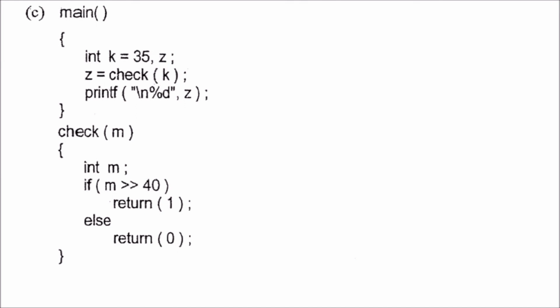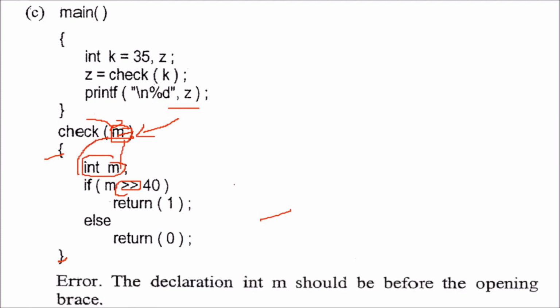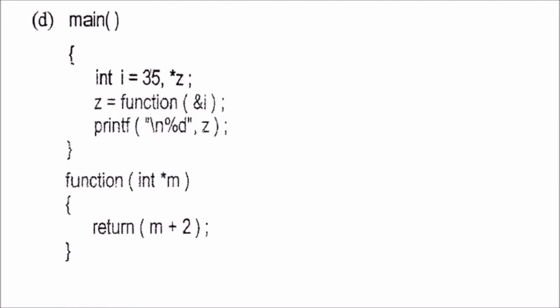K is 35 and Z. Z is equal to check K. You have to print the Z. So what is going on here? This M. Let us not talk about this right now. We'll talk about this later. This is the bitwise operator. But before that, this M, which is the local variable of this block or this function, this M is unknown here. So the compiler will give an error here because this int M has to be given here. Int has to be transferred here. This is the problem. The declaration of int M should be before the opening of the braces, either here or here. Then we have 35, and this is the pointer variable.